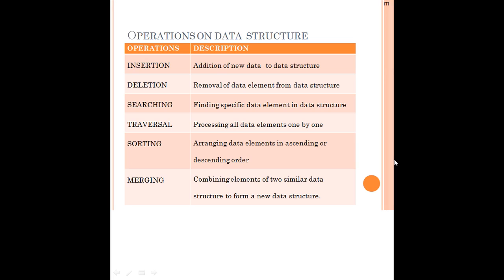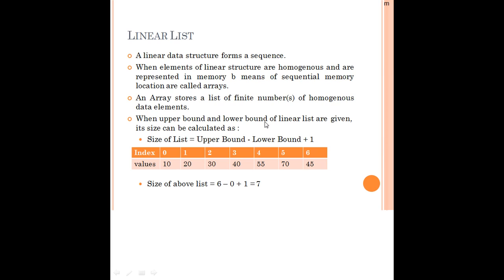Now let us start with searching, that is finding a specific data element in a data structure. These operations that we have talked about, we'll apply on the linear list data structure. As we know, a linear data structure forms a sequence generally, and all the elements in the linear data structure are homogeneous, represented by memory bytes in sequential memory locations, and a finite number of elements will be there. The linear list is also called by the name array.